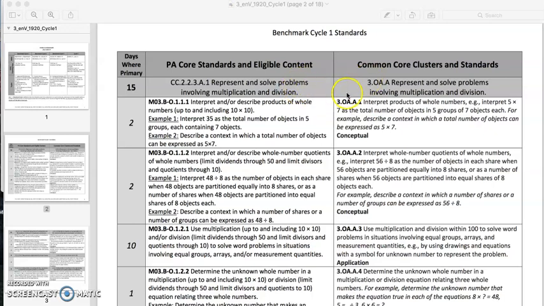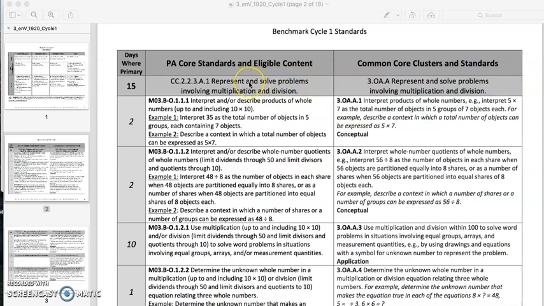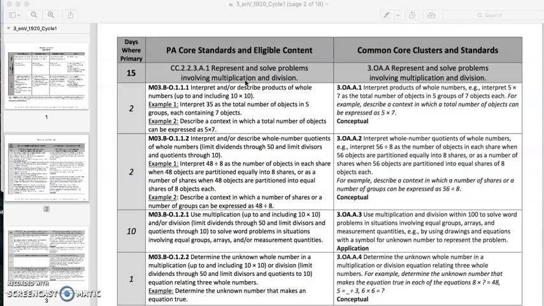The gray box at the top is the higher level standard. So this is the PA core standard, represent and solve problems involving multiplication and division. Underneath that standard, there are 4 eligible content. They really give you the detail of what that standard means.